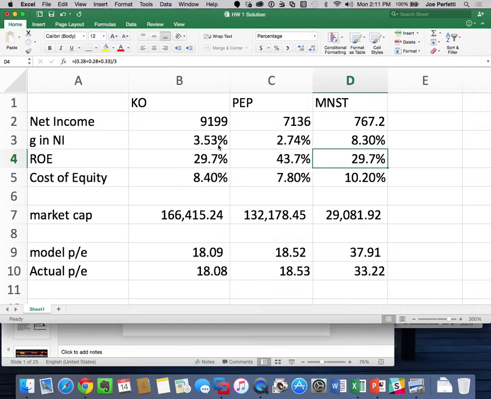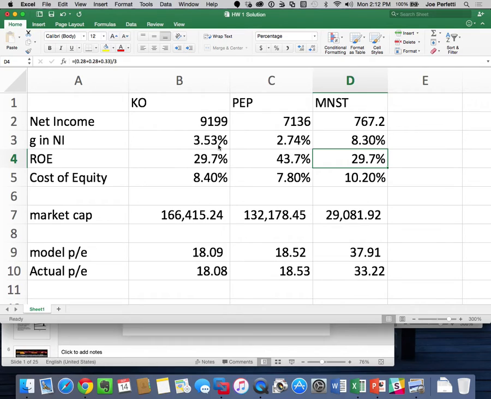So as we look at this analysis, what might you have learned by seeing the data for growth, return, and risk, cost of equity? What insight might we have gotten right off the bat just from this data for Coke, Monster, and Pepsi? They kind of jump out at you? Yeah. Oh, yes.